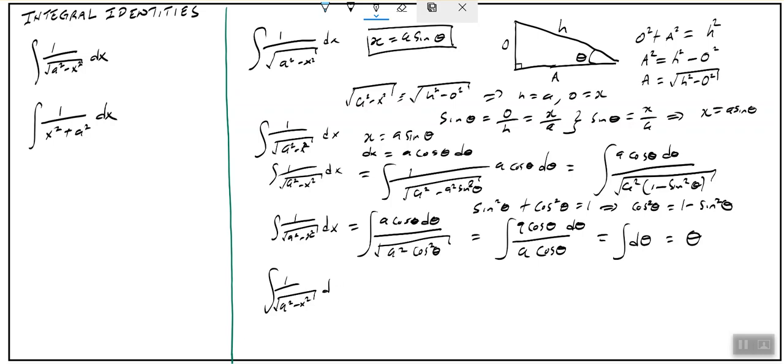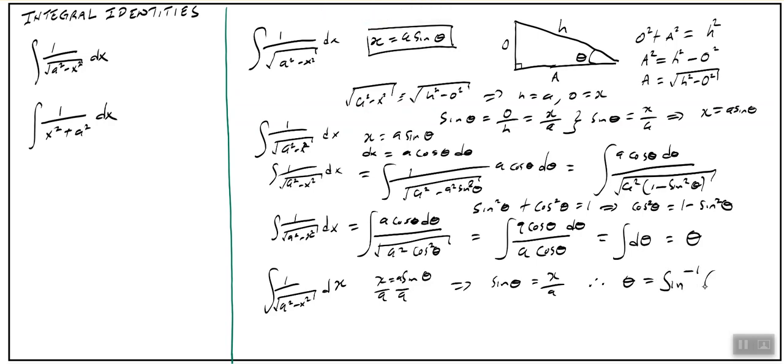Our substitution is x equals a sine theta, right? So we can divide both sides by a. It implies that sine theta is x over a. Therefore, theta is equal to sine inverse of x divided by a.